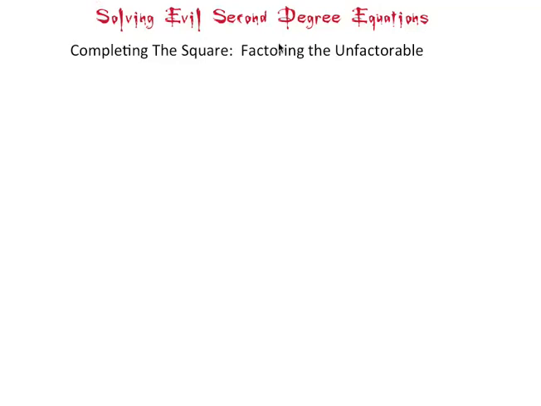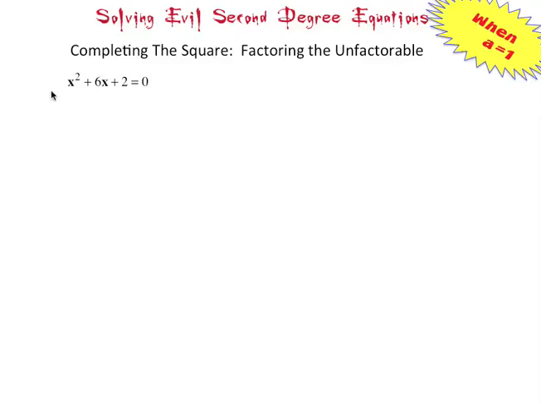Solving the evil second-degree equations, completing the square, or factoring the unfactorable. Okay, they're not really unfactorable. So we're going to be looking at the condition when a is equal to 1. Here's our a term, and it's 1, our b term is 6, and our c term is 2.